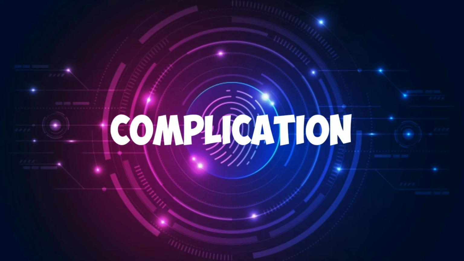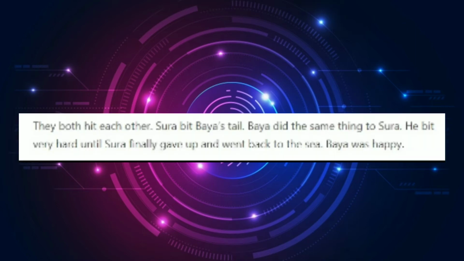Now, what about the last paragraph? Let's read it. They both hit each other. Sura bit Baya's tail. Baya did the same thing to Sura. He bit very hard until Sura finally gave up and went back to the sea. Baya was happy. From the sentence that Baya was happy, it is the climax or the ending where the problem is resolved. And this is called a resolution.